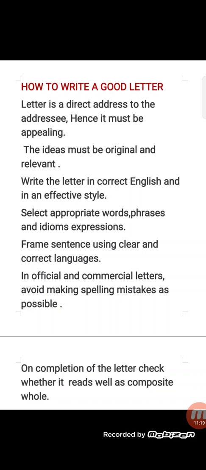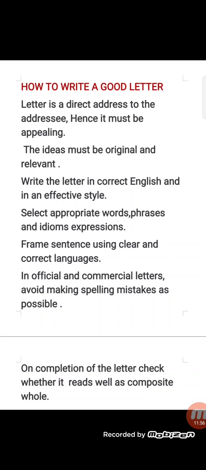Okay, students. Next, on completion of the letter, check whether it reads well as a composite whole. What are you going to do? When you finish writing the letter, you are going to check whether it reads well as a composite whole. It should be nice to hear and good to say also. While reading, the words should be properly pronounced.